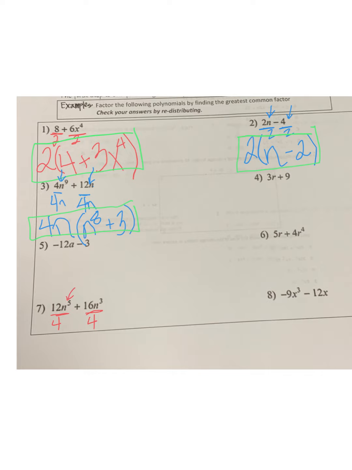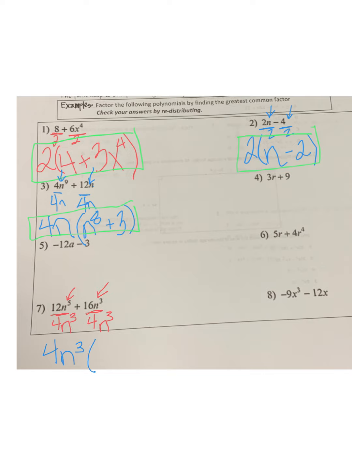This one has 5 n's. This one has 3 n's. So how many do they share? Right, they share 3. They both have 3 n's in them. So let's see what happens when we take them out. I'm going to take out a 4n cubed.